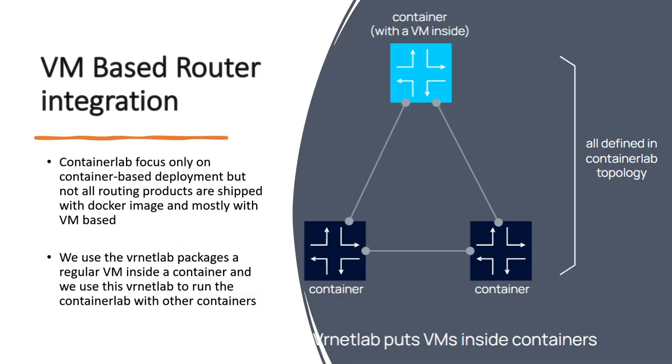Before starting, I would like to discuss Containerlab. Containerlab focuses only on the container based deployment for the network elements, routers, and OS, but not all the routing protocols are shipped with the Docker image, and mostly they come VM based. So for the higher end routers, whenever you check all the software images from the vendors, they ship with the VM, not with the container.